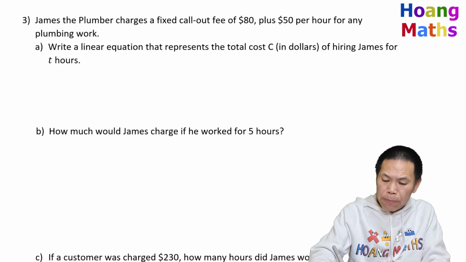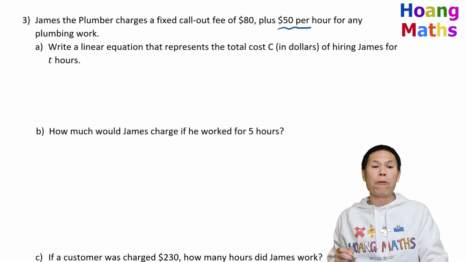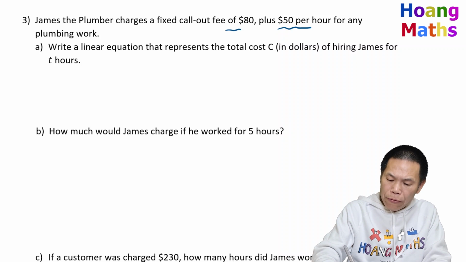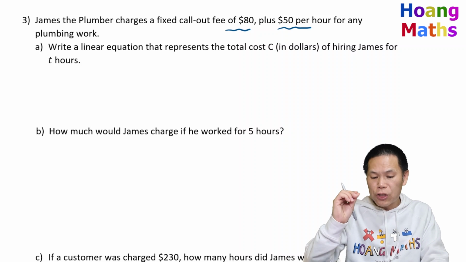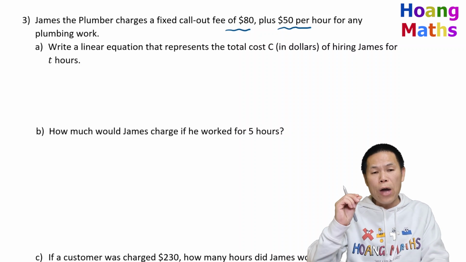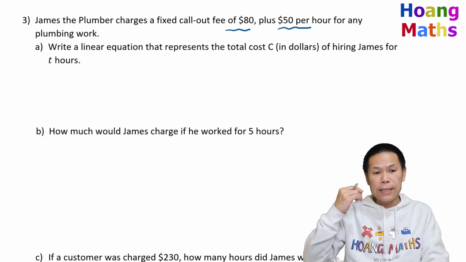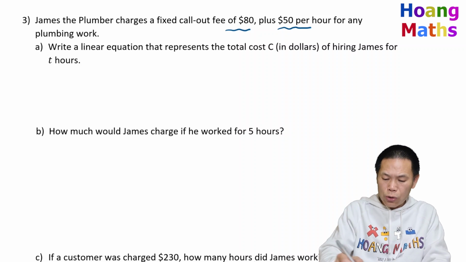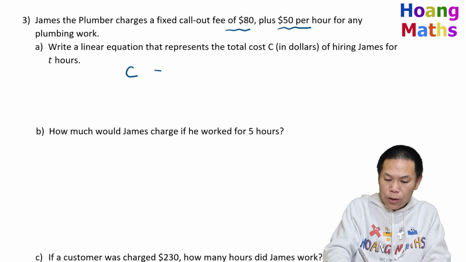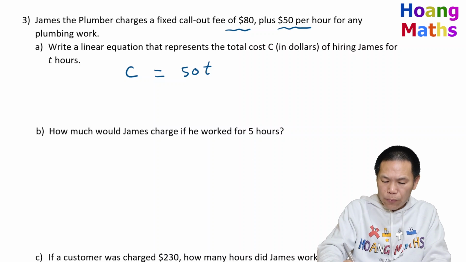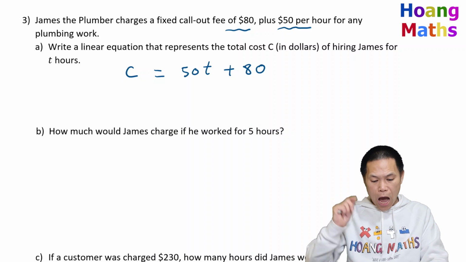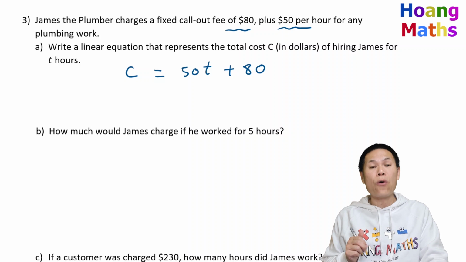First of all, we know that James charged $50 per hour plus a call-out fee of $80. If he worked for 1 hour, he would charge people $50 plus $80. And 2 hours will be 50 times 2 plus 80. And T hours, so he will charge cost is equal to $50 times T, because T hours, so 50 times T. And we need to add the call-out fee. So that is $80.